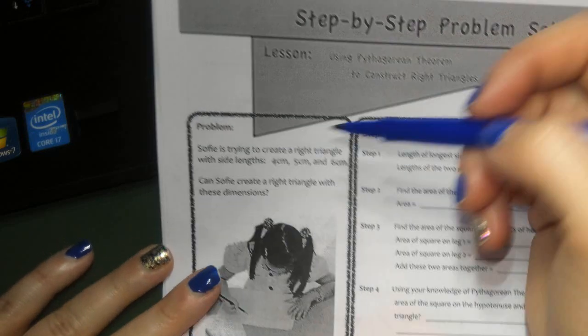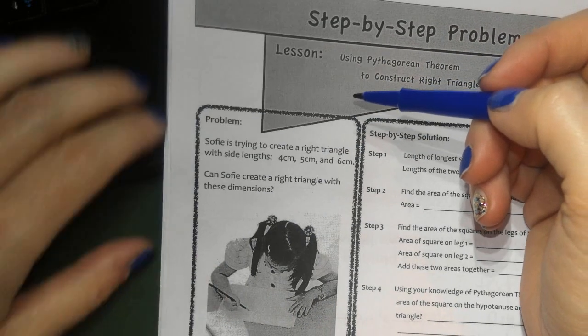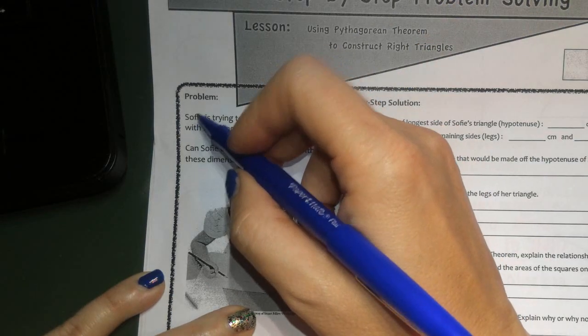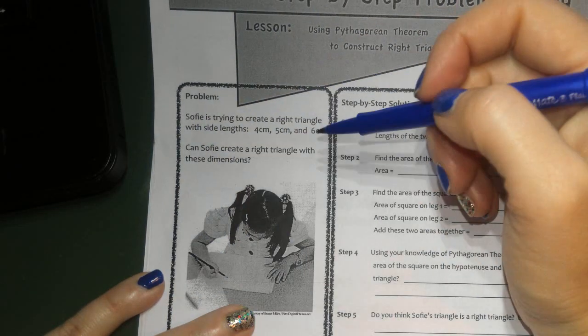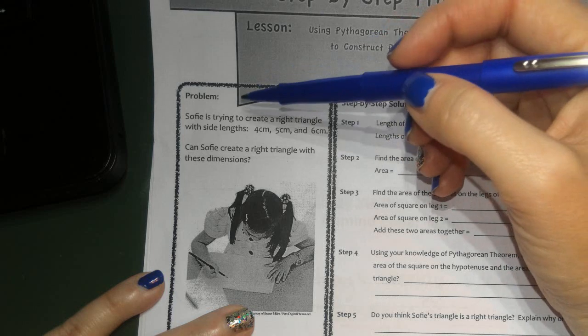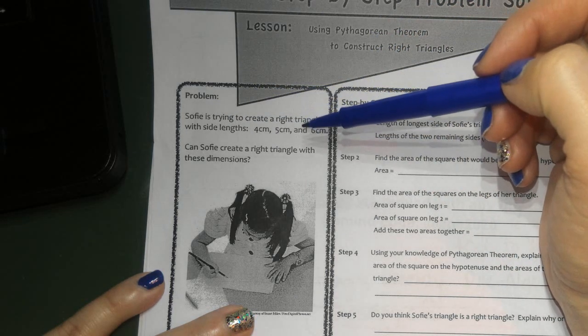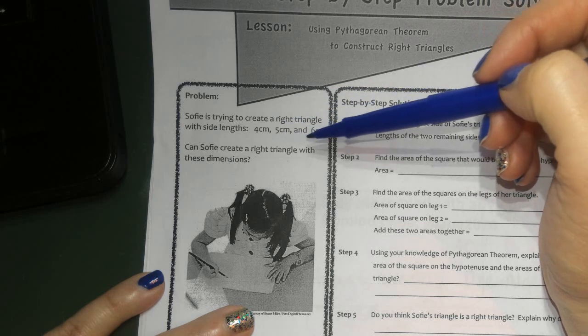So we have Sophie here, and she's, well, Sophie, you're so popular, except we used your name last week. Except this is with an F, right? And our Sophie Frost is a PH. But anyways, it's a very common name. Sophie is trying to create a right triangle with side lengths 4, 5, and 6.